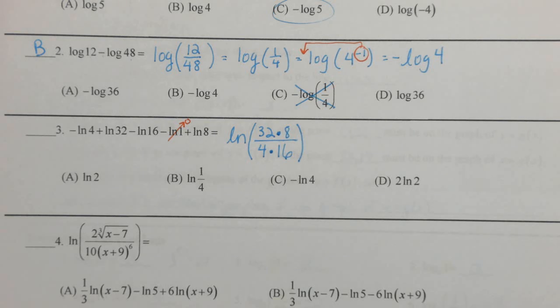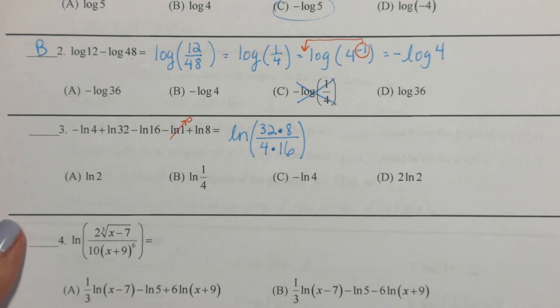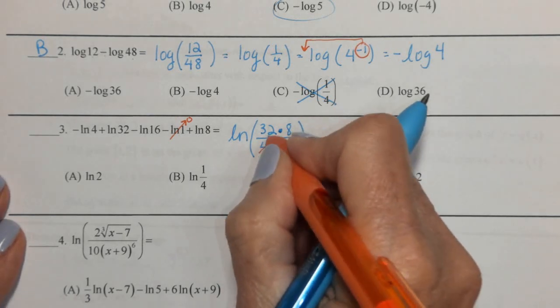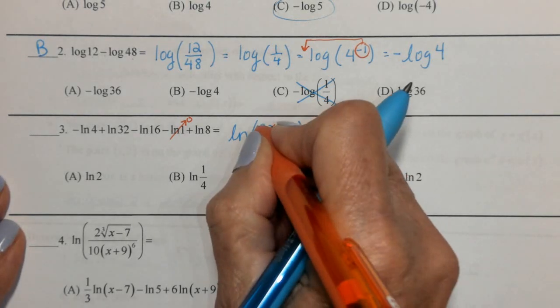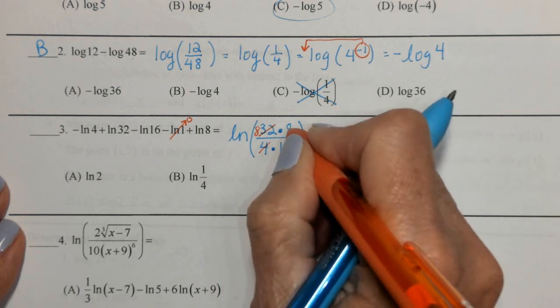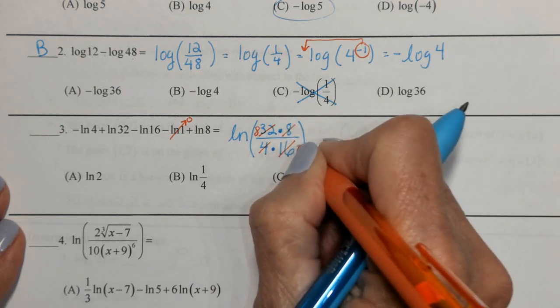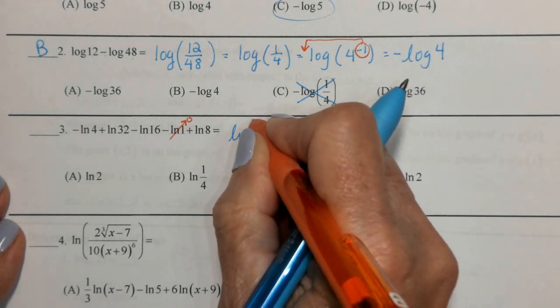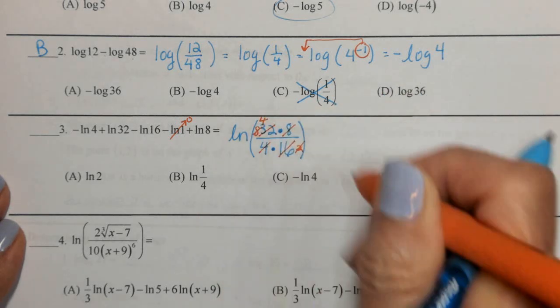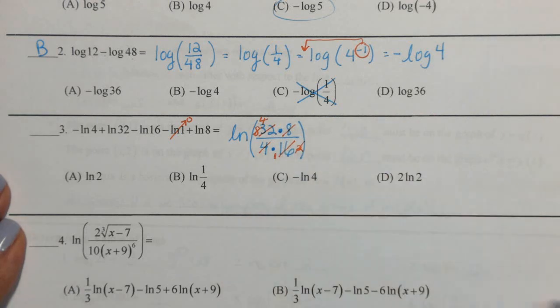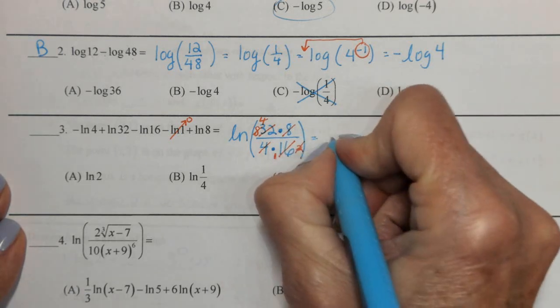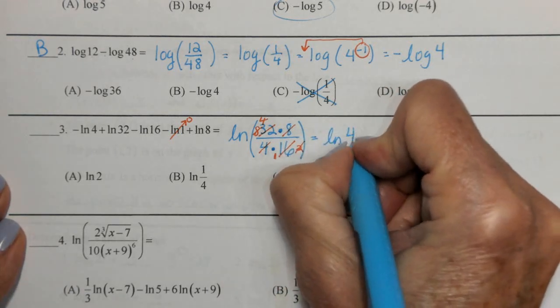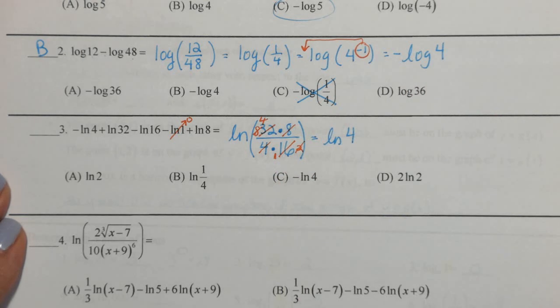Okay, now I'm going to reduce. 4 goes into 32 8 times. 8 goes into 16 twice. 2 goes into 8 4 times. I've only got a 1 left on the bottom and a 4 left on top, so this is ln of 4.